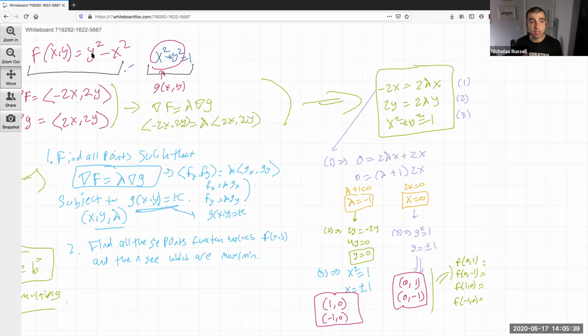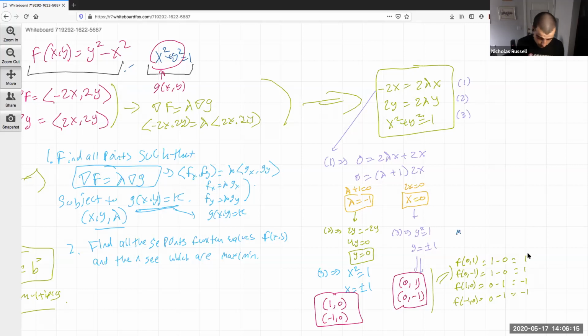We plug this in. It's going to be y squared minus x squared. So this is going to be 1 minus 0, 1 minus 0, 0 minus 1, and 0 minus 1. Really quickly, this gives 1, 1, -1, and -1. And so we see here that on this circle, x squared plus y squared equals 1, if we want to maximize or minimize this function f(x, y), the maximum values are where the function value is 1.